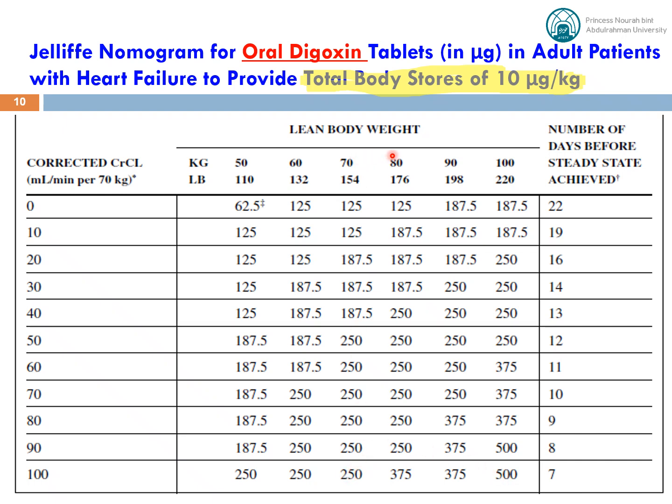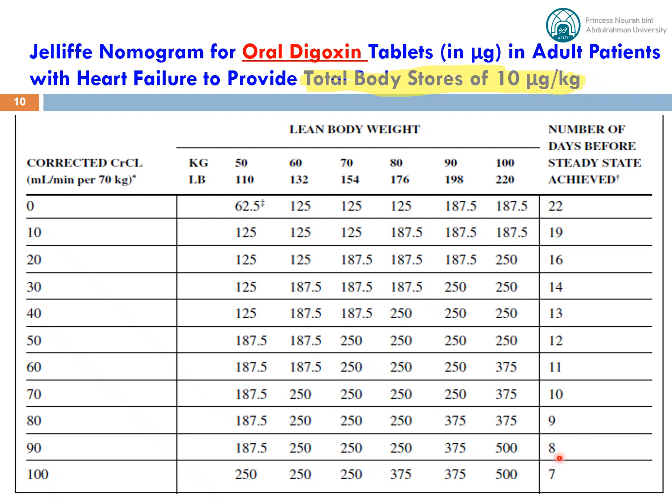It will be 375 microgram for a patient with a body weight of 90 kilograms, and it will be 500 micrograms, twice the dose, for a 70 kilogram patient body weight. It will be 500 microgram oral digoxin dose per tablet for the patient of 100 kilogram body weight. Okay.